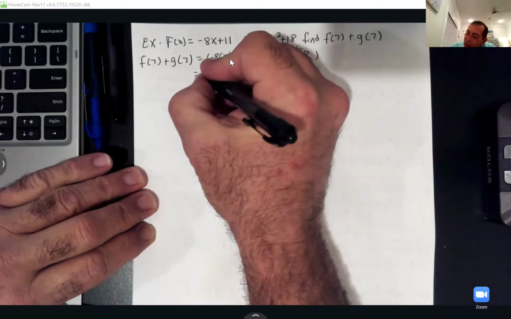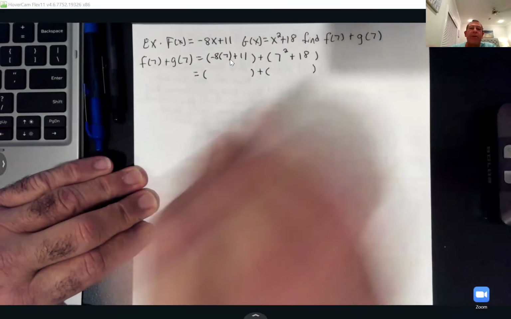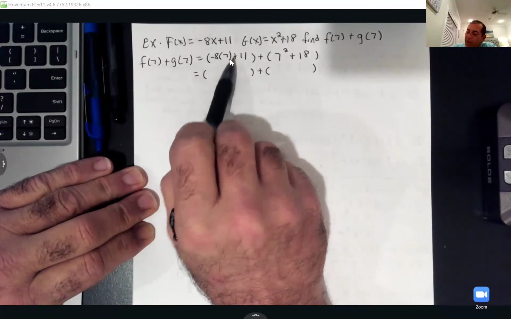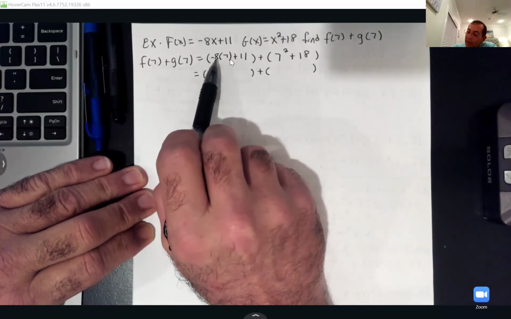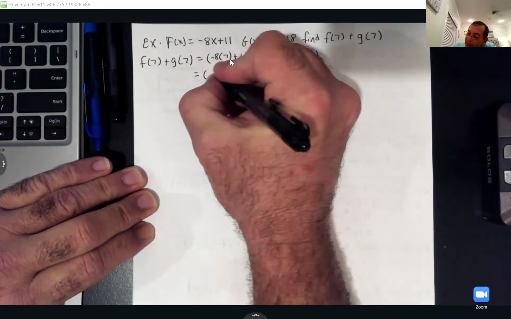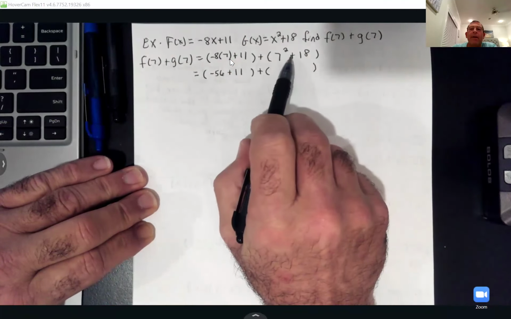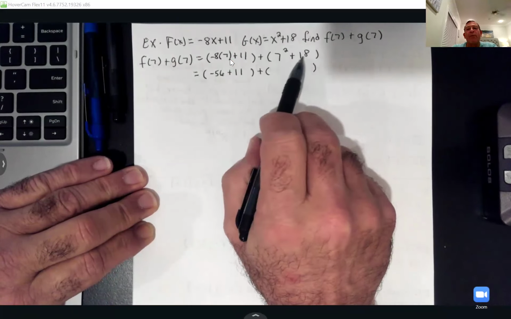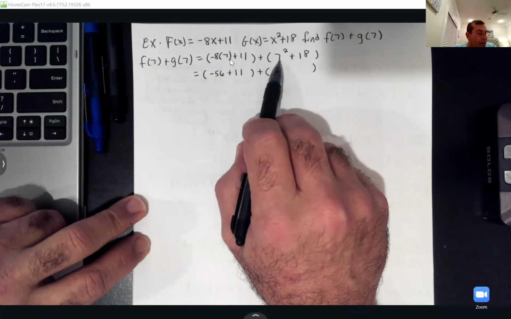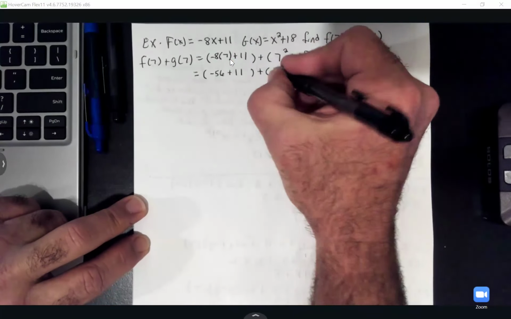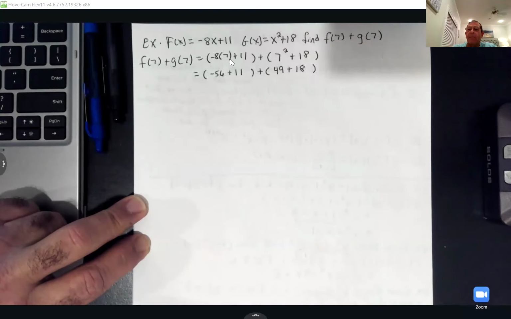But I'm going to play with these and use a little bit of order of operations. So here you've got something being multiplied and being added, so you're going to multiply first. Negative 8 times 7 gives me a negative 56, plus my 11. Over here, you got to do the exponent before you can add. So I got a 7 squared, 49. So 49, and then bring down my plus 18.